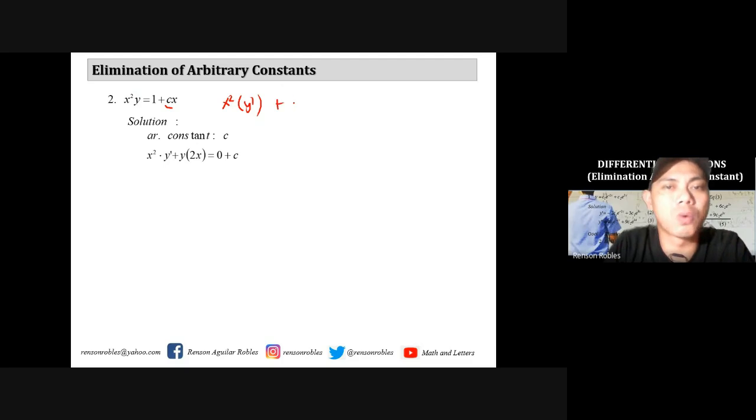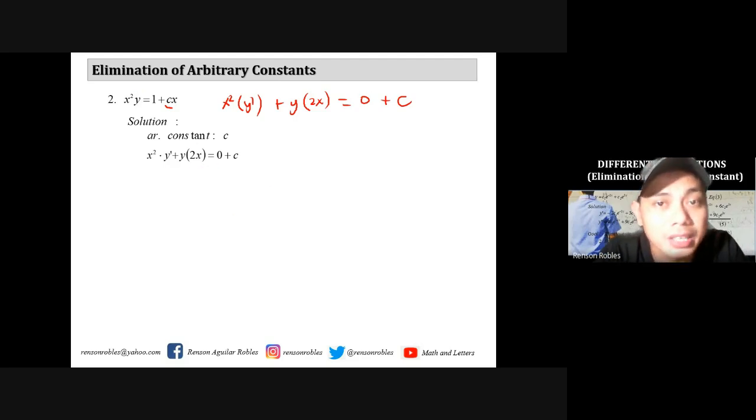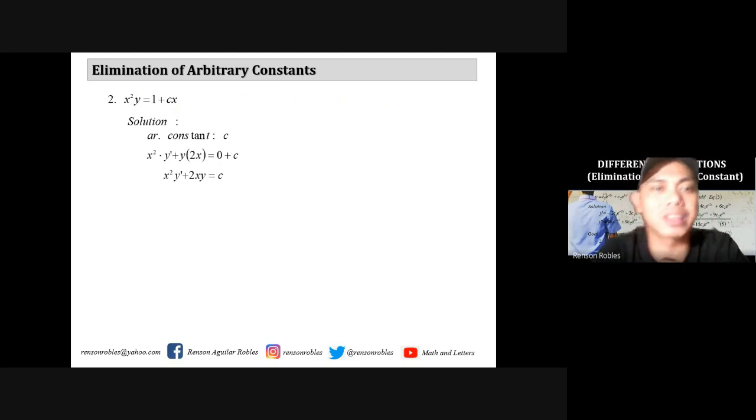Then plus y times the derivative of x squared, 2x, by applying the derivative of a product again. You know that the derivative of 1 is 0, plus the derivative of cx is c. So we have this equation, and then we just simplify this part, leading us with x squared y prime plus 2xy equals c. And after the first derivative, c is still there.